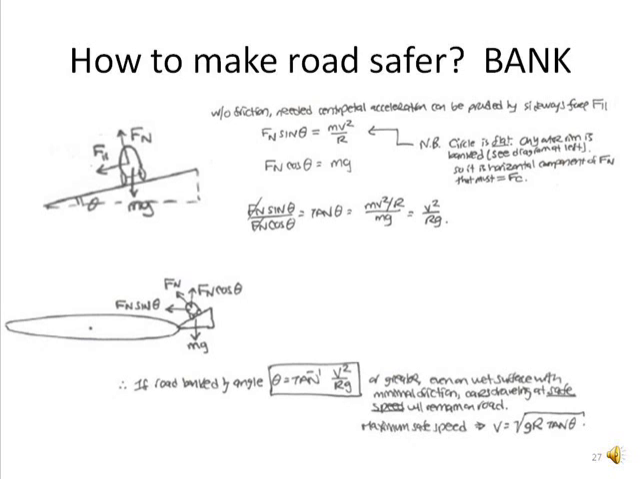Therefore, if the road is banked at an angle theta, which is equal to the inverse tangent of v squared over rg, or greater, then even on a road surface where the coefficient of friction is essentially zero, which could occur on a very icy road, this angle will be sufficient to keep the car safely on the track, even when friction can be ignored.